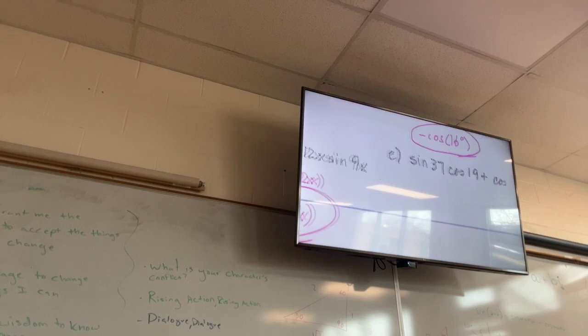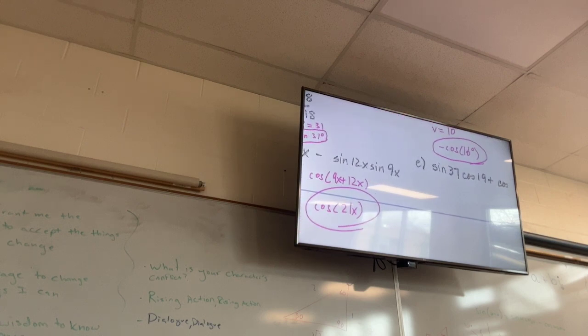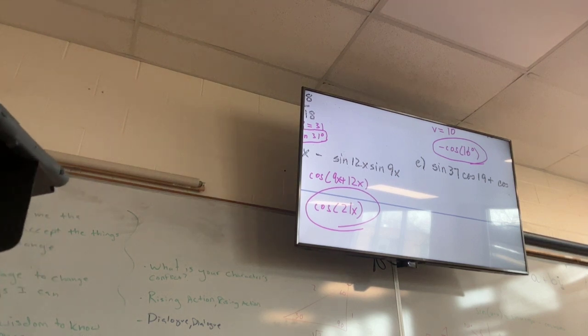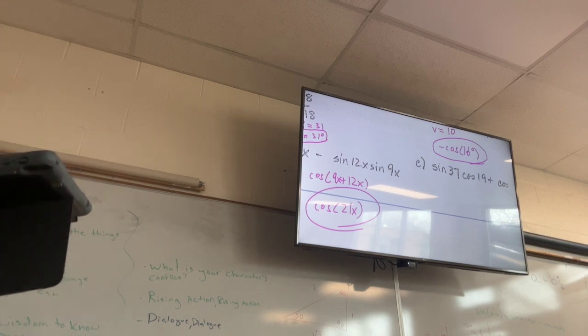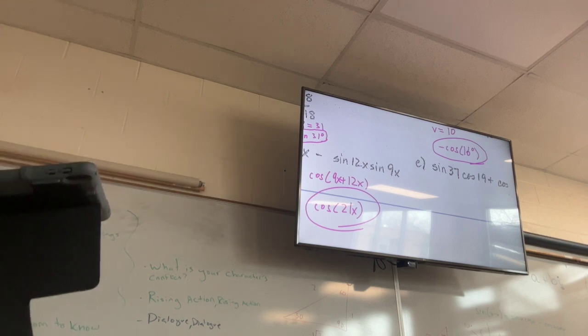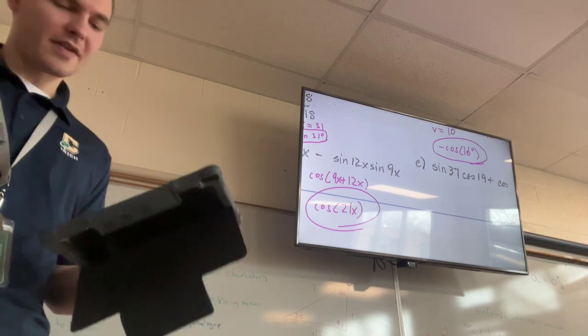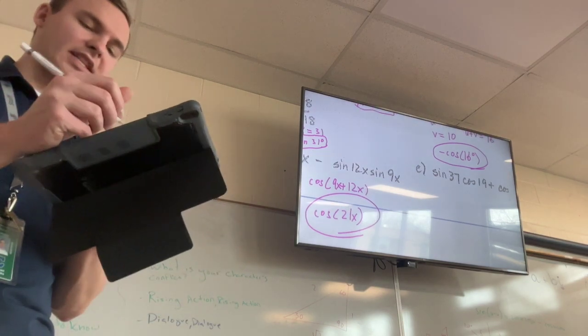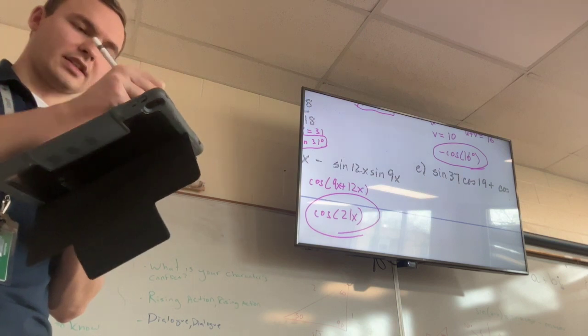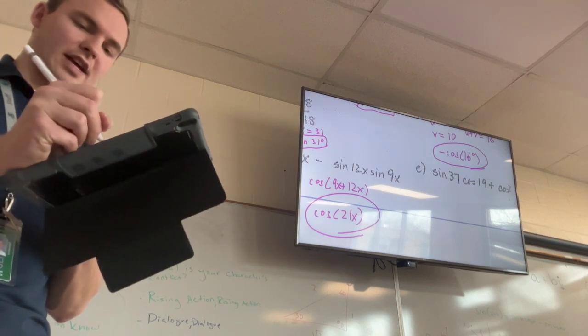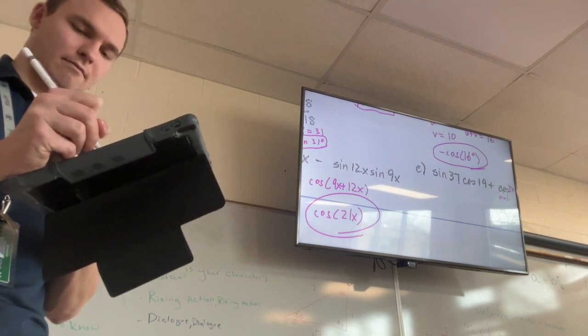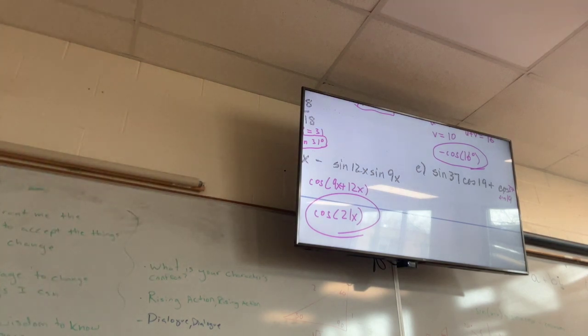Alright, okay, half this problem got cut off. Let me look on the paper notes, see if it's any better. I'm guessing it's sine cosine plus cosine sine. Okay, it's cut off on the paper too. This is sine 37 plus cosine 19 plus cosine 37 sine 19.